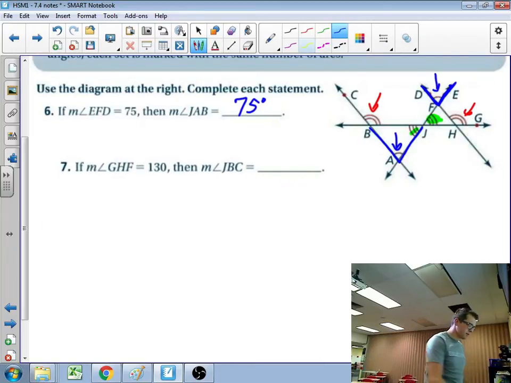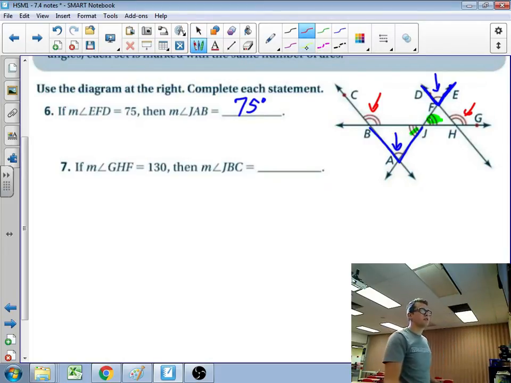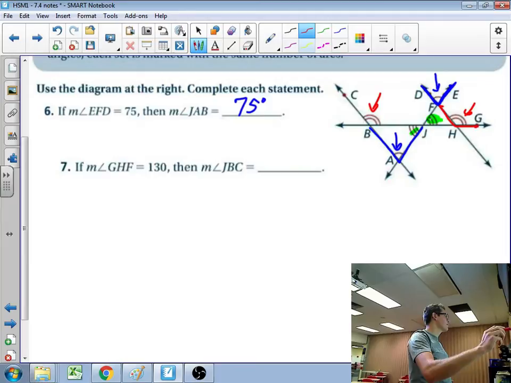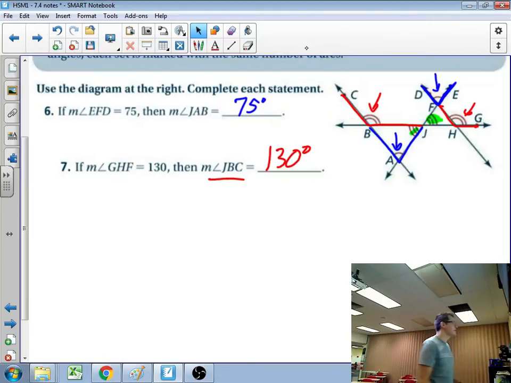Then I do the same sort of thing looking for GHF. So GHF, so I start at G, go to H, go to F. I see I have 2 tick marks there. Then it asks me about JBC, so I start at J, go to B, go to C. I again see that that angle has 2 of the arc measure notations there, so I know that those are going to be congruent angles. Their measures are going to be equal. So I see that JBC must also have an angle measure of 130.